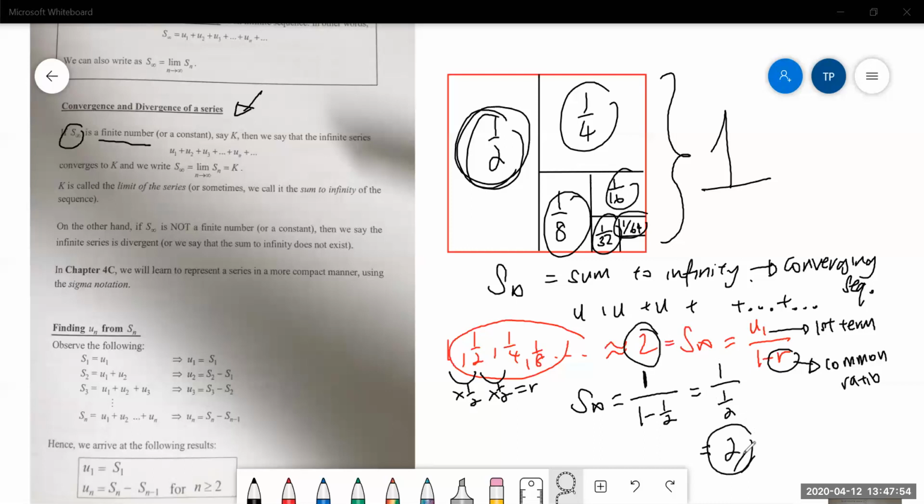Oh, mind blown. Wait, this is just for you to find the sum to infinity, is it? Yes. Oh, like this. Okay. Yeah, because now you need to find the convergence of a series. Convergence of a series means to find the sum to infinity. Or if it's an infinite sequence, you have to find the sum to infinity.